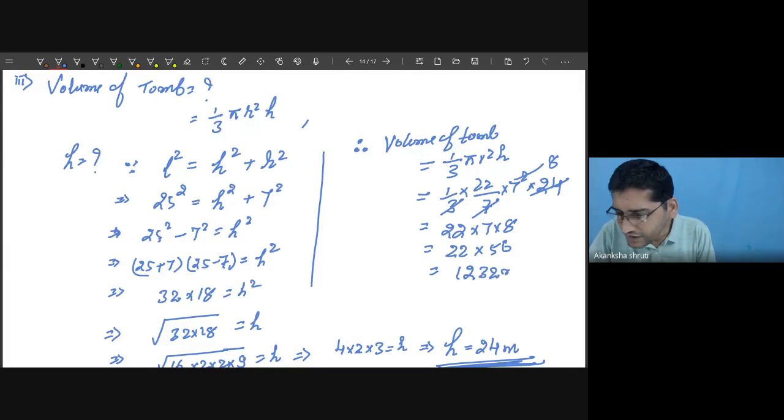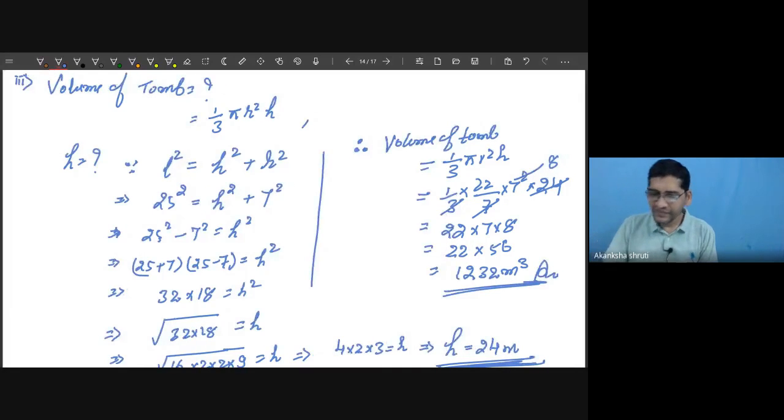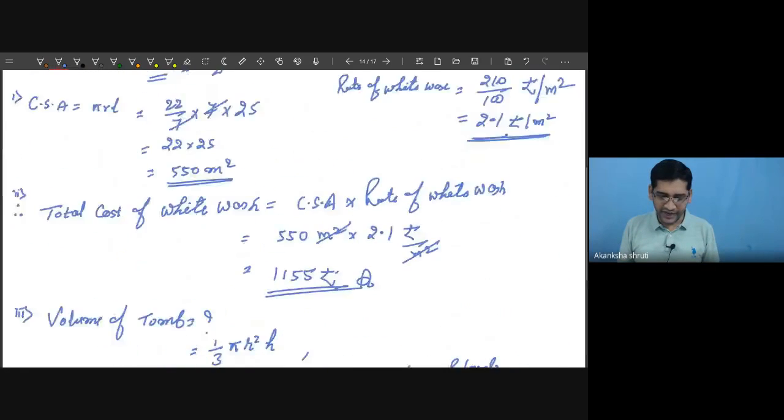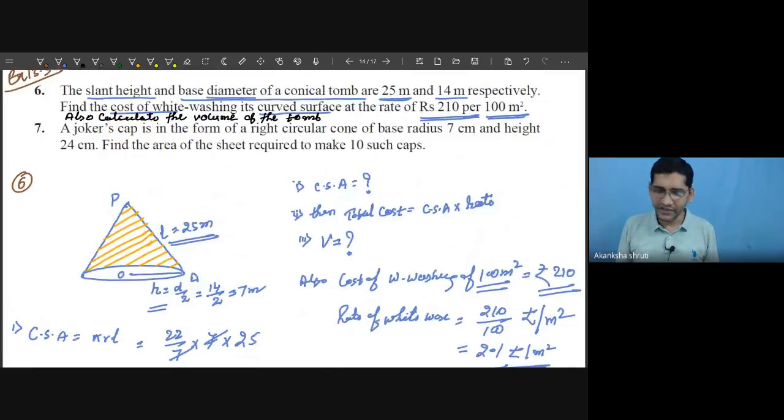Very good. So unit is very important, student. So this is our final answer. This way the volume is also calculated. So surface area, volume, slant length, everything we have calculated, and the questions are very easy. Okay, student? The same way. Now let us come to question number 7, which is very easy. I will just give you the hint, and you have to do it.